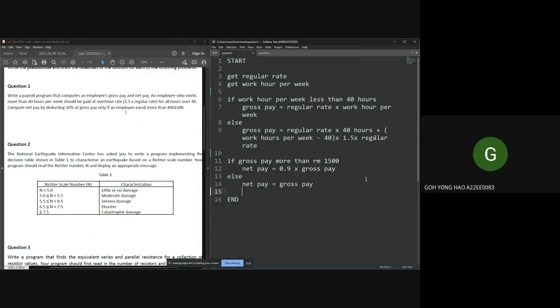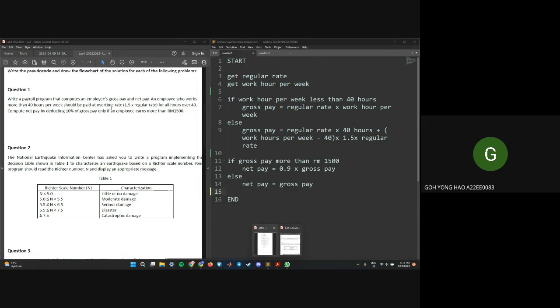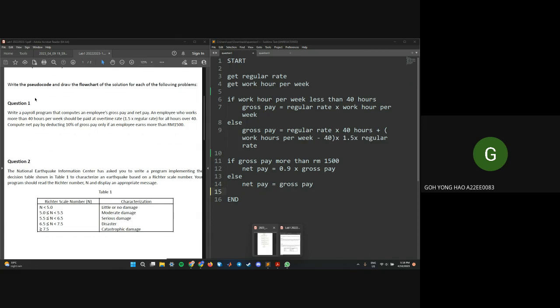Also, we need to compute the net pay. If the gross pay is more than 1,500 ringgit, the net pay is 90% of the gross pay, which is deducting the 10%, or else the net pay is just the same as the gross pay. We are not required to provide the task specifically, to write the pseudocode and the flowchart. So the pseudocode part is here.